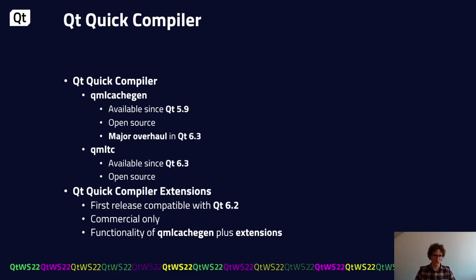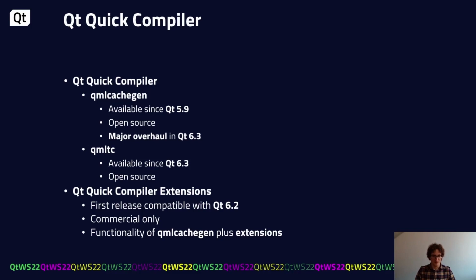In addition to the Qt Quick Compiler, there are also the Qt Quick Compiler extensions. The first release of the Qt Quick Compiler extensions is compatible with Qt 6.2. It's commercial only, and we've released further versions of the extensions with each Qt release, compatible with each Qt release.